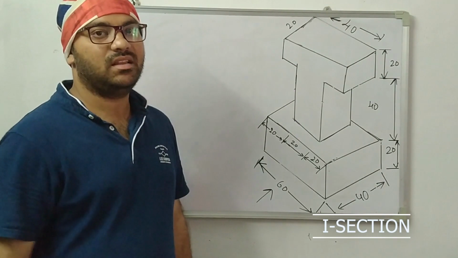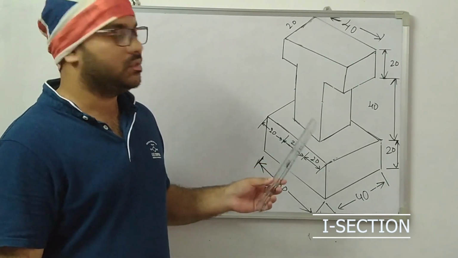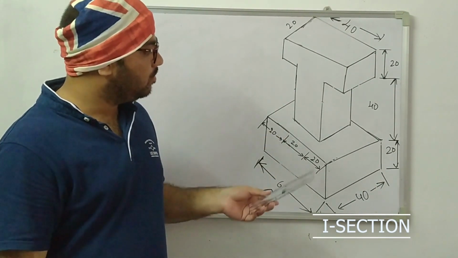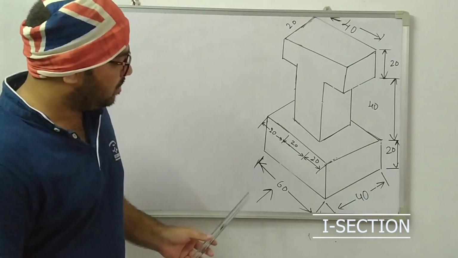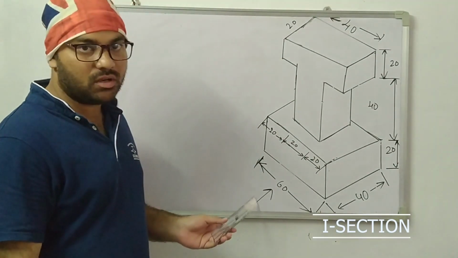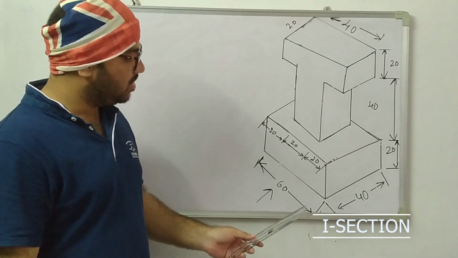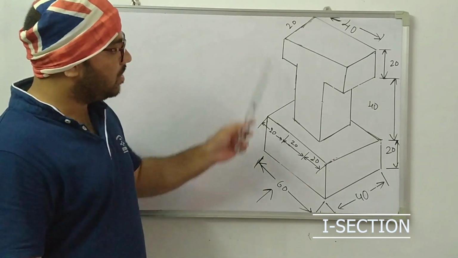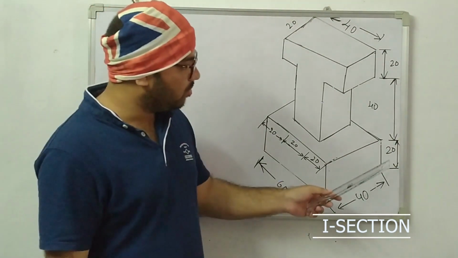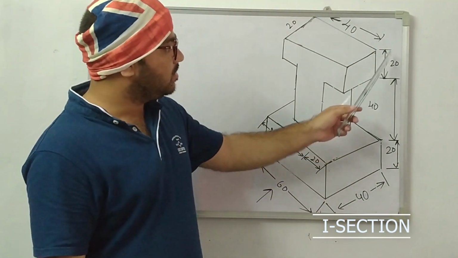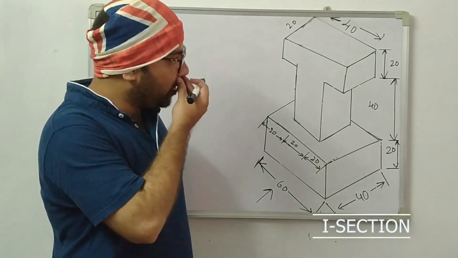Now we will discuss another problem regarding orthographic projections. This is the I section problem he has given. See here, the arrow mark is located here, so the observer is initially located here. This is the front view direction. The total length is 60, and the height seen here is 20 plus 40 plus 20, so the total height will be around 80.